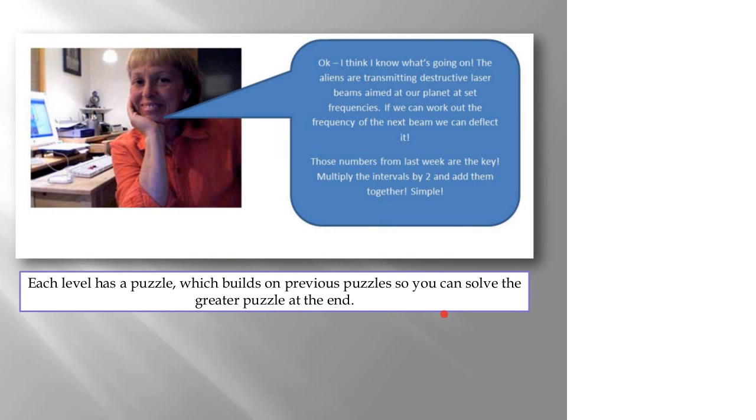How do the puzzles work? Well, each level has its own puzzle, and the puzzles cumulatively build up to a mega puzzle. So this is a clue from later on. This is in fact quite an easy clue because they've already done the hard work in the previous level. But you can see that now we've got destructive laser beams, and it's much closer to saving the planet, and it builds up to a climactic saving the planet outcome. They submit the puzzle, obviously, and the first group gets bonus points.